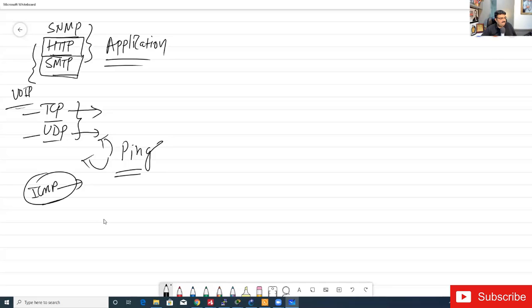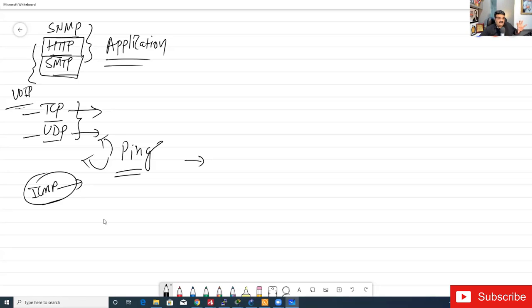Okay, done. Getting answers properly. So ping is using ICMP. Now, any application layer protocol which is working requires either TCP, UDP, or ICMP in some type of protocol. They have their own mechanism.